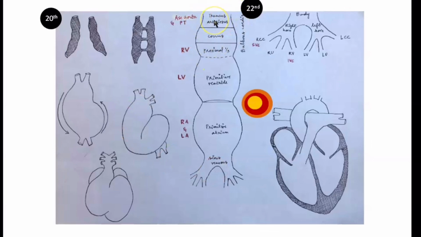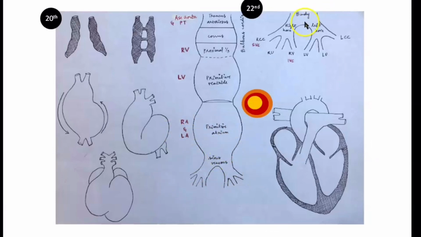The bulbus cordis can be further divided into 3 parts. You have the truncus arteriosus, which will transform into the ascending aorta and pulmonary trunk. Then you have the conus, which will form the outflow portions of the ventricles. This 1/3 of the bulbus cordis will form the right ventricle. So now the primitive ventricle will form the left ventricle, and the primitive atrium will form the future right atrium and the left atrium.